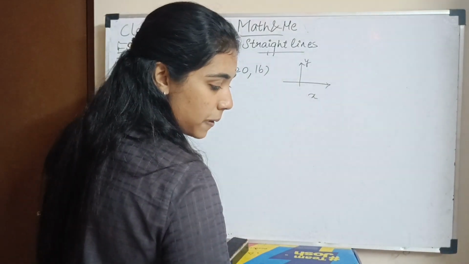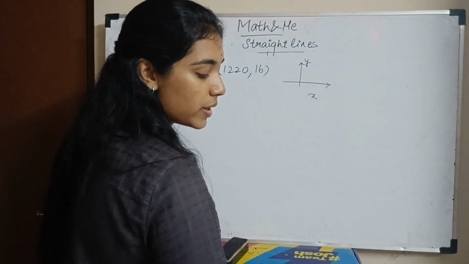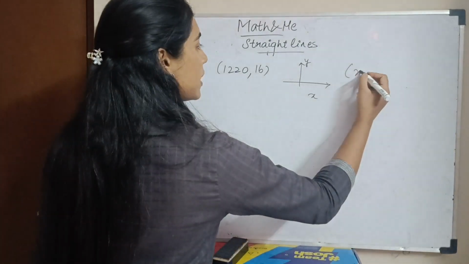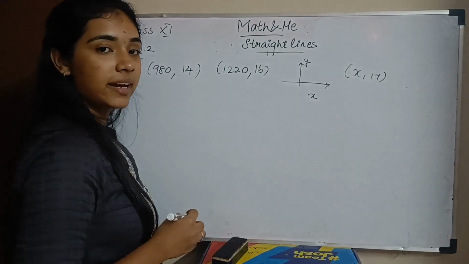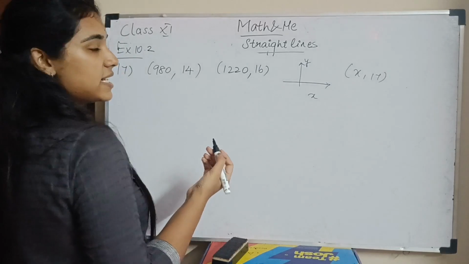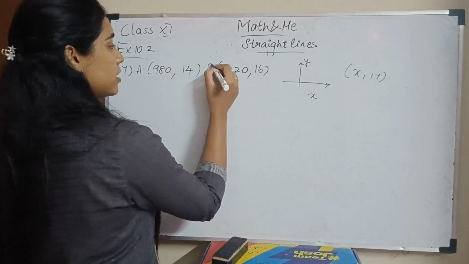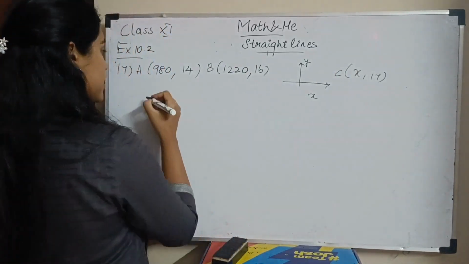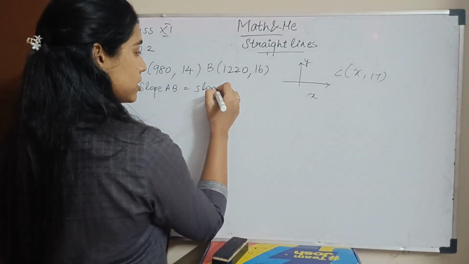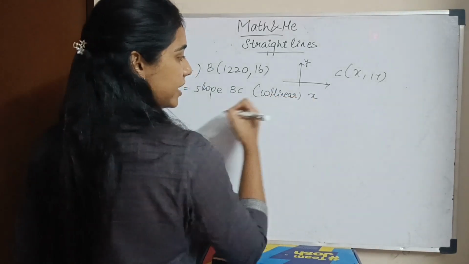So what is asked? Assuming a linear relationship between selling price and demand, how many liters could he sell weekly at rupees 17 per liter? So he is asking what is the value of x when he sells at the rate of 17 per liter. So what do you do? This is a linear graph. You understand that? So you use the collinearity. This is point A, this is point B, and this is point C. So what do you know? Slope AB equals slope BC. That's because of collinearity. Okay.